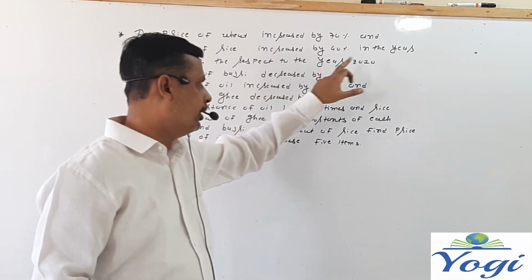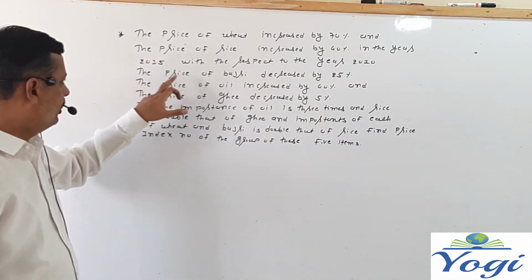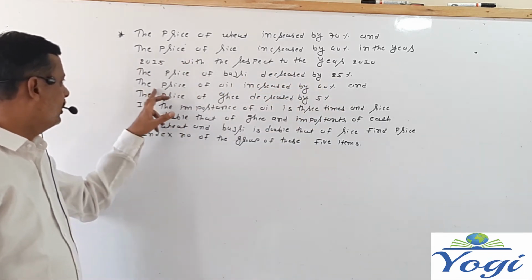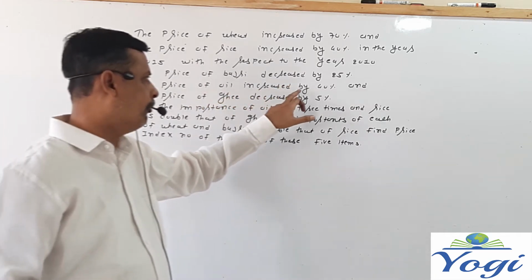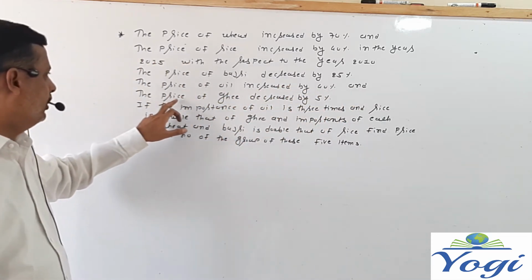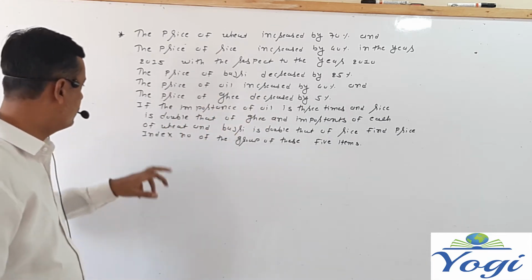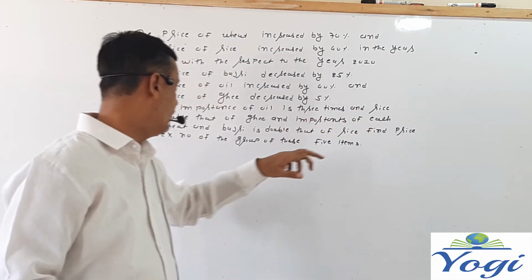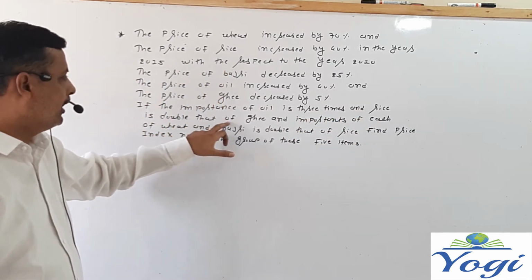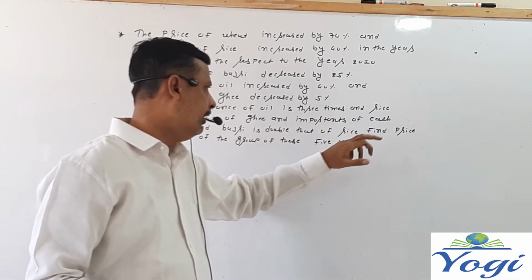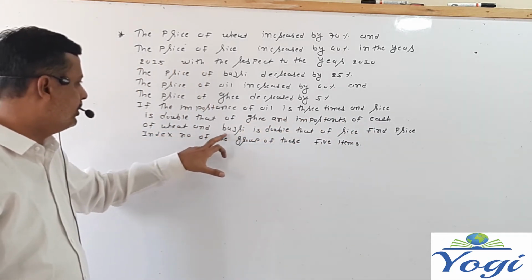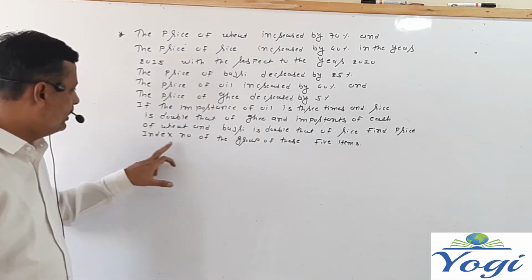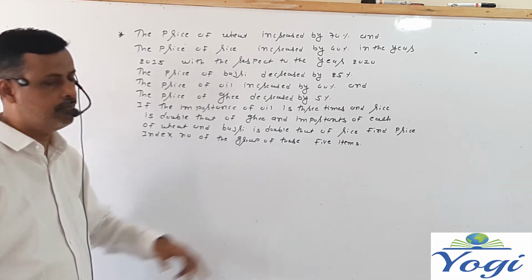With respect to the year 2010, the price of bajri decreased by 25%. The price of oil is increased by 40% and the price of ghee decreased by 5%. If the importance of oil is 3 times and rice is double that of ghee, and importance of each of wheat and bajri is double that of rice, find price index number of the group of these 5 items.